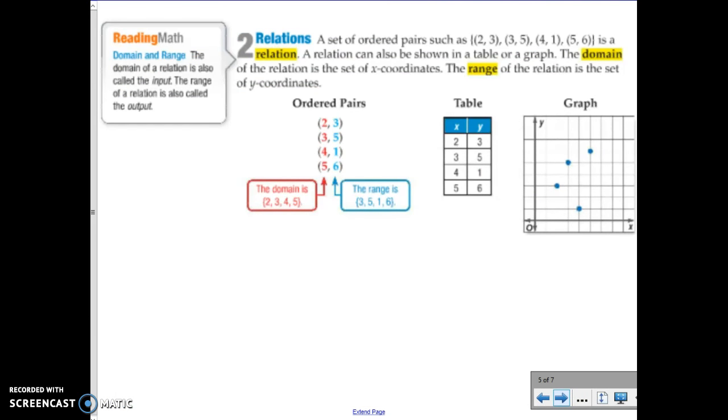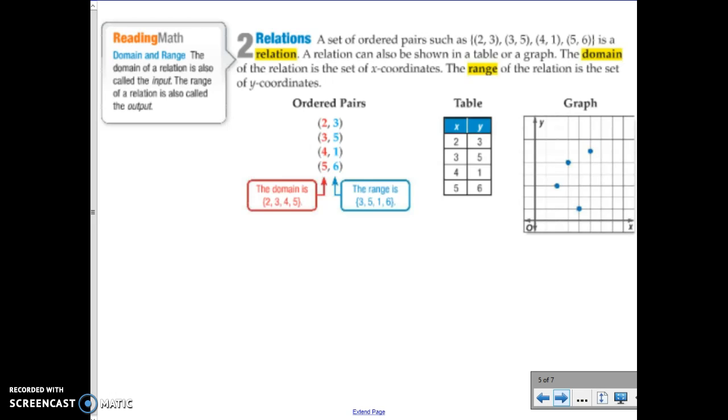So the second concept we're going to talk about is relations. A set of ordered pairs such as (2, 3), (3, 5), (4, 1), and (5, 6) is a relation. A relation can also be shown in a table or a graph.